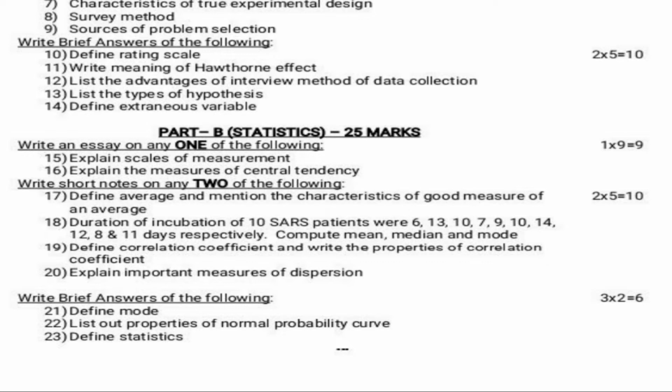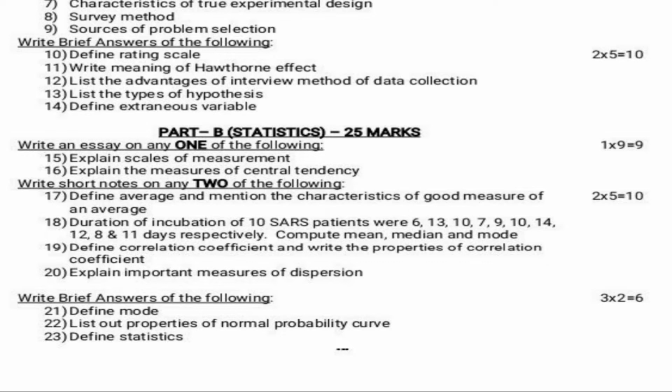Short notes. 17th question, define average. Average means mean and mention the characteristics of good measure of an average. 18th question, duration of incubation of 10 SARS patients were 6, 13, 10, 7, 9, 10, 14, 12, 8 and 11 days respectively. Compute mean and median and mode for the given data.